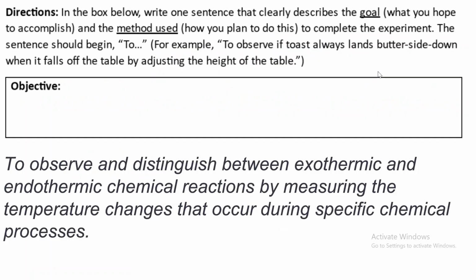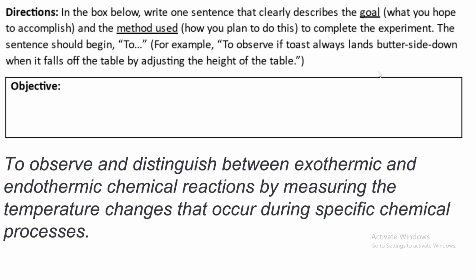Again, our objective is to observe and distinguish between exothermic and endothermic chemical reactions by measuring the temperature changes that occur during specific chemical processes. What you need to do is just pause the video, write down your objective, and let's move on to the next section.